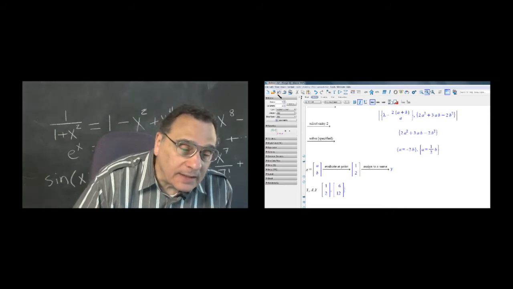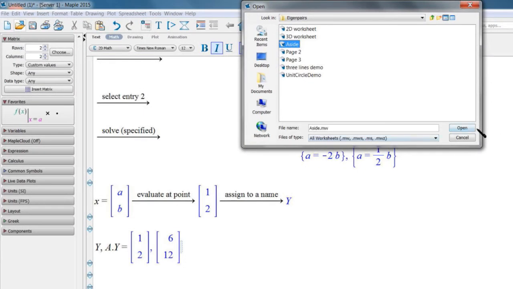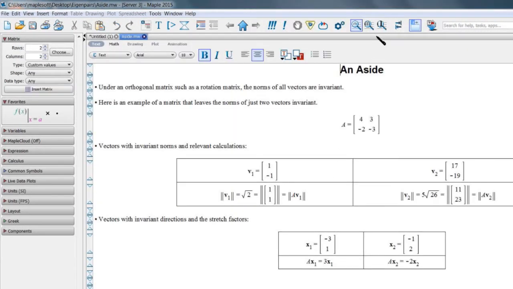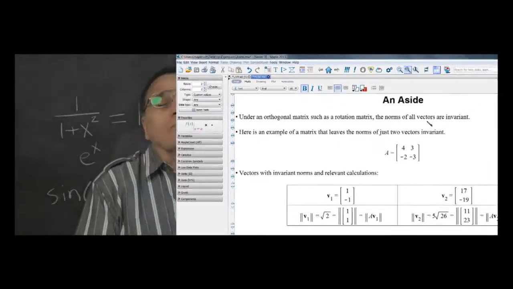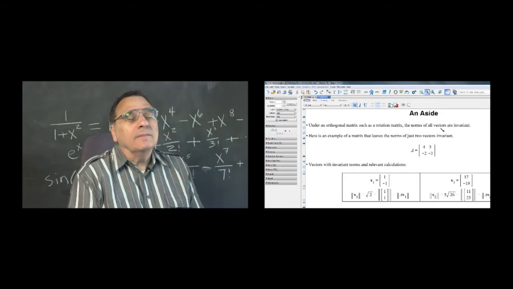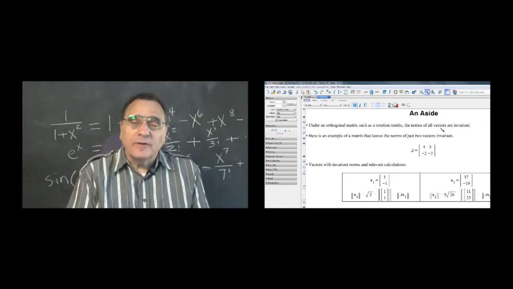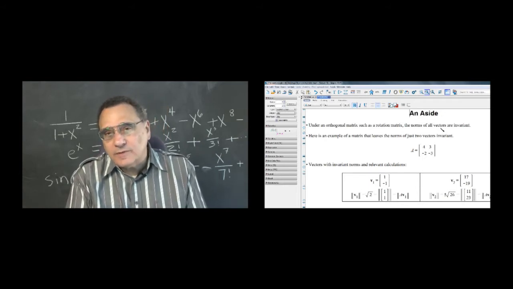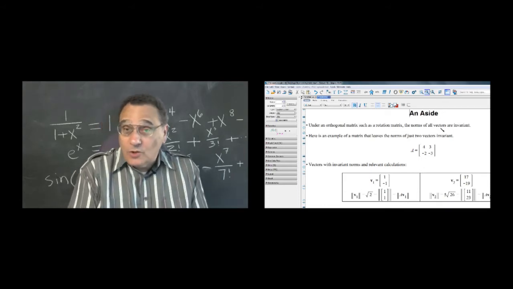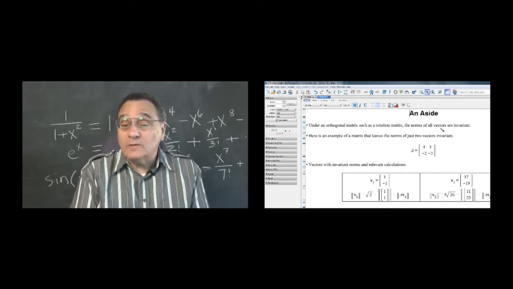Now, here's an aside. This is truly an aside. Now, when you think about this, there are matrices that rotate the plane. So a pure rotation would preserve the length of every vector. Can you have a matrix that preserves the length of 2 vectors? We just saw one that preserved the direction of 1 vector. Can you have a matrix that preserves the length of 2 vectors?